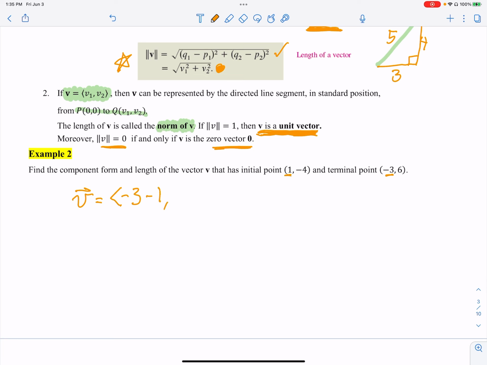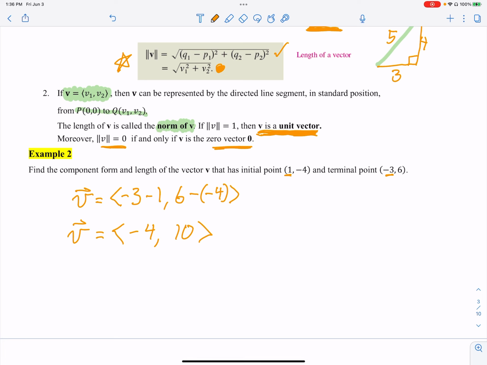I do the same thing with y. Be careful with the second one: 6 minus -4, just like that mistake back in slope. I don't know if you remember the minus negatives. A lot of people make mistakes with those. So the component form of v is -4 and 10.